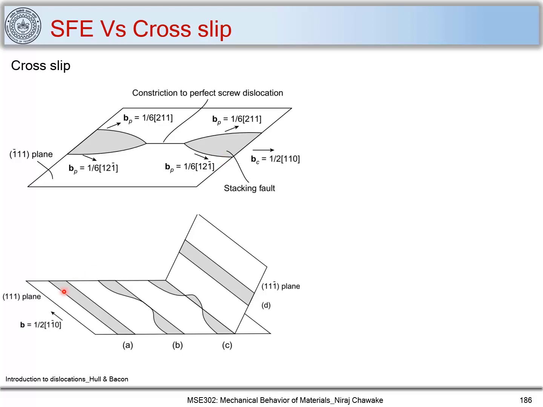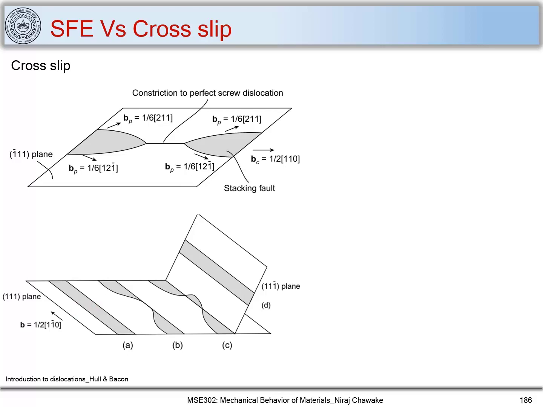Now let's look at how this cross slip occurs. The region between these two partials is a stacking fault. If these partials do not have a screw nature, the dislocation cannot cross slip. Only a screw dislocation can cross slip onto another slip plane. So if this dislocation has to cross slip, these two partials should combine with each other.